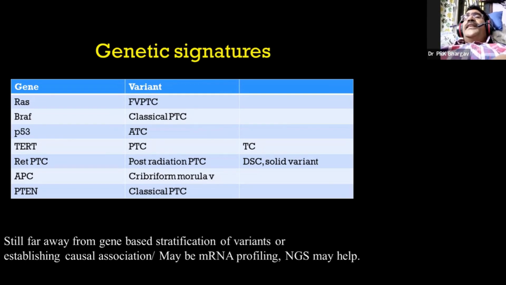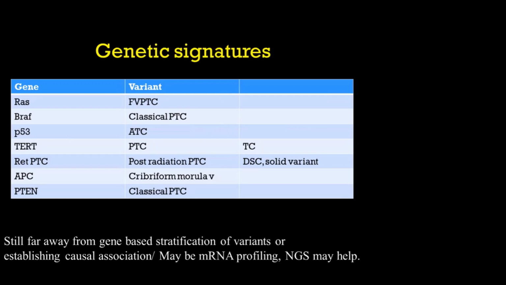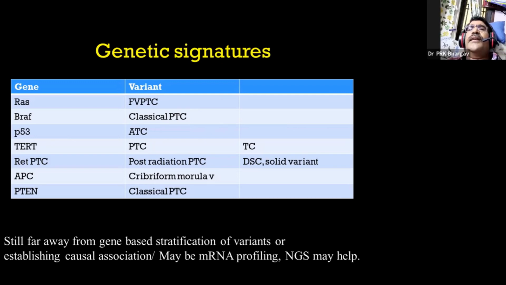But a lot of research is being conducted, and people are doing all the omics studies, that is genome, transcriptome, proteomics, and all these things. Here you can see, to summarize, in FVPTC, that is follicular variant, RAS mutations are more common. In classical PTC, BRAF mutation is more common, around 50%. In anaplastic, it is P53. And in the PTC tall cell variant, it has been found TERT mutation is more common. RET-PTC is more commonly seen.